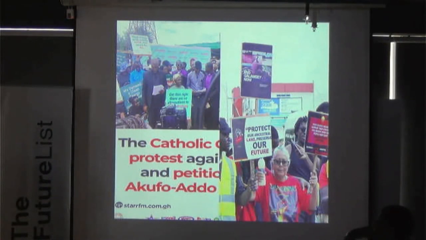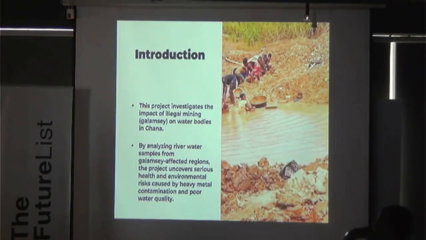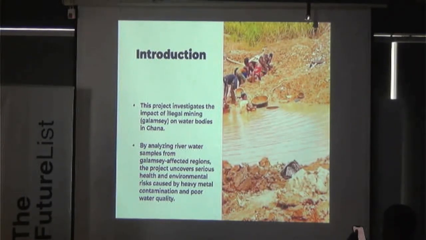Galamsey, popularly known as illegal mining, is the indiscriminate use of our land by mining without carefully following the standards set by the particular bodies who are in charge. In this project, we are going to be looking at the impact Galamsey is having on our environment in Ghana by analyzing data from 12 sources, 11 rivers, and 1 Galamsey pit.